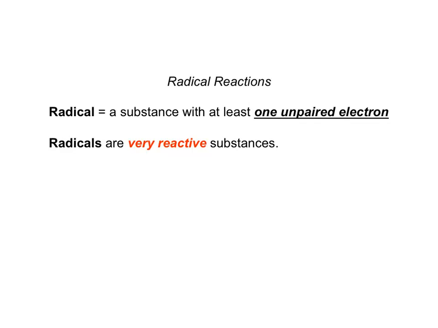A substance with at least one unpaired electron is called a radical, sometimes called a free radical. Radicals are very reactive substances.